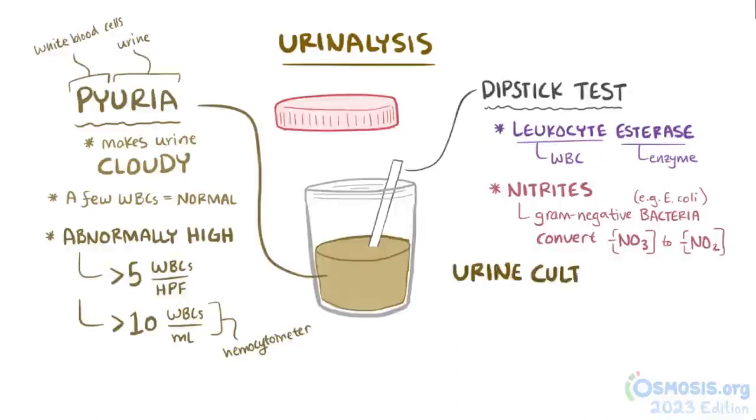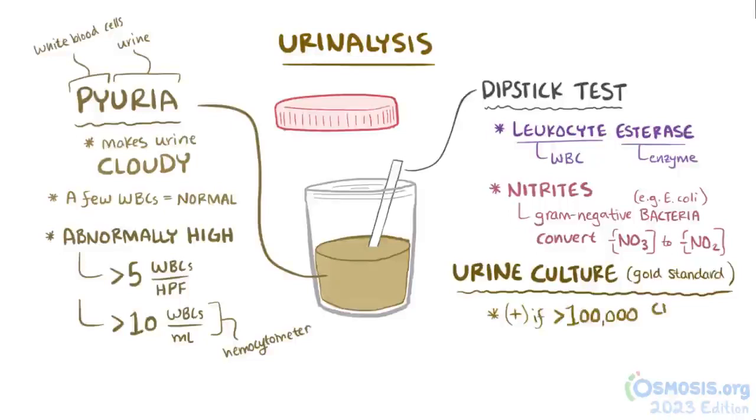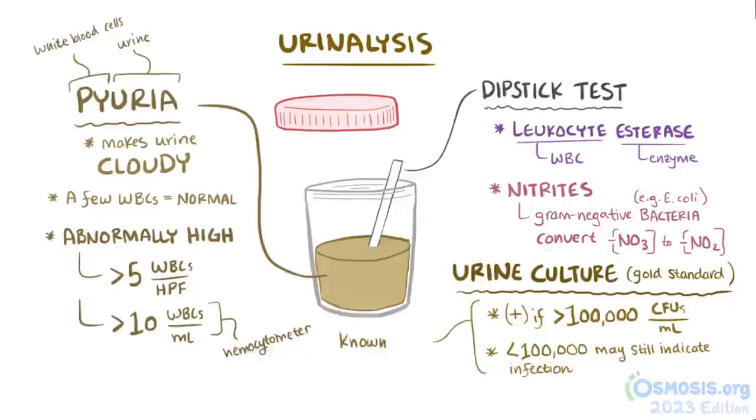Alright, and finally, a urine culture is the gold standard for diagnosis, and is considered positive if it shows more than 100,000 colony-forming units per milliliter from a clean catch urine sample. Although a lower number of colony-forming units per milliliter might still indicate an infection, depending on the source of the specimen and the specifics of the clinical scenario. And remember that this test assumes that the bacteria that grows is a known bacterial cause of UTIs, and that the patient has clinical symptoms.